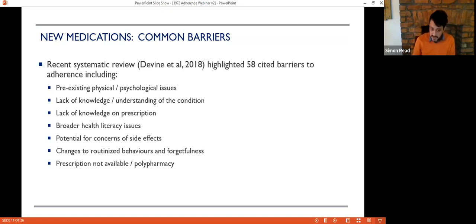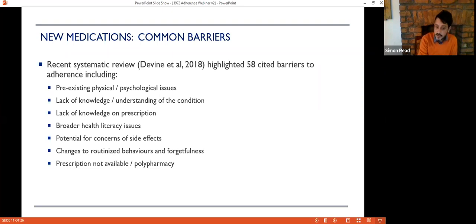More specific to new medication is the fact that at the point of being prescribed, the patient is fairly likely to have a limited knowledge or understanding of the condition that's being treated and its potential consequences, as well as the prescription and its intended regime. These can often intertwine with broader health literacy issues, which can often then in turn commonly be entwined with a distrust of health services or of doctors.